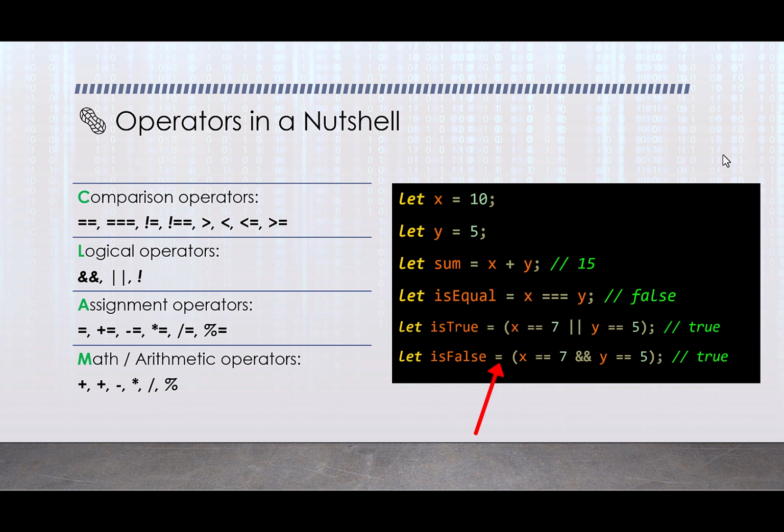Next up, we have x double equals 7. That's asking the question, is x equal to 7 in value? We don't care about the data type, and we'll look at what that means in code in just a minute. And the answer to that question, by the way, is no, x is not equal to 7.